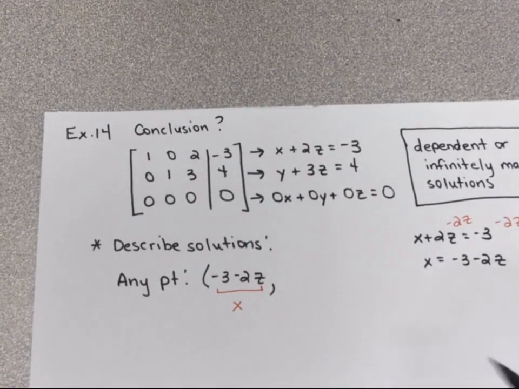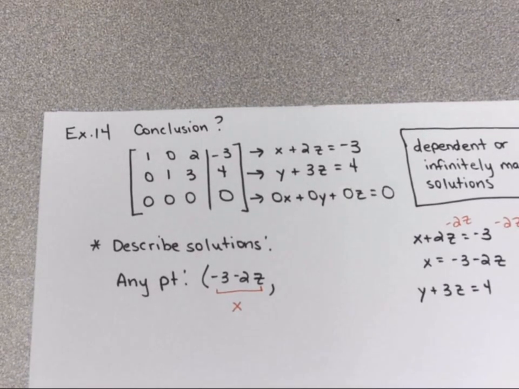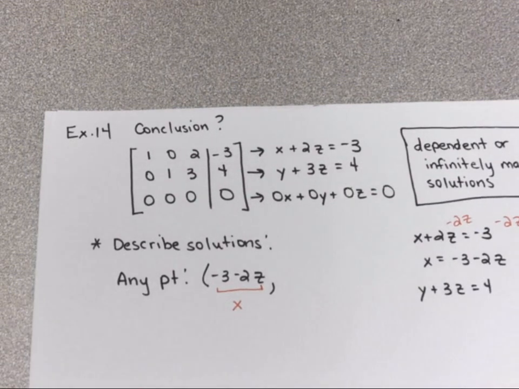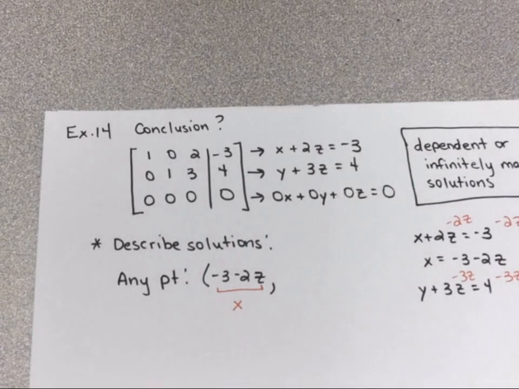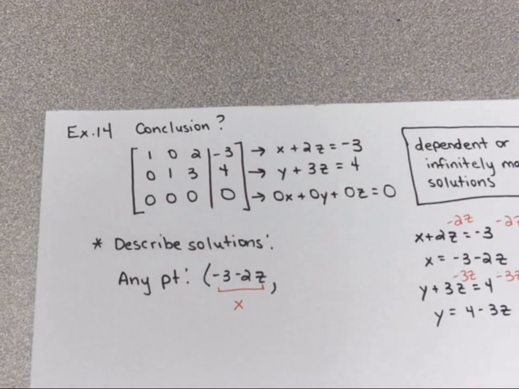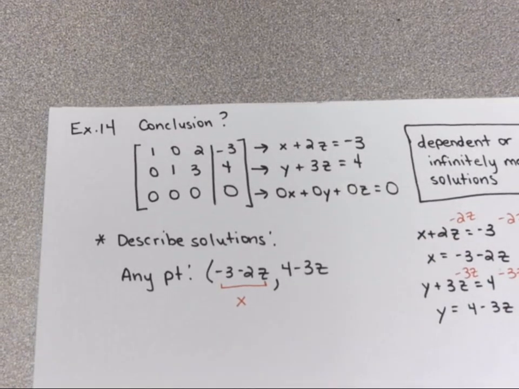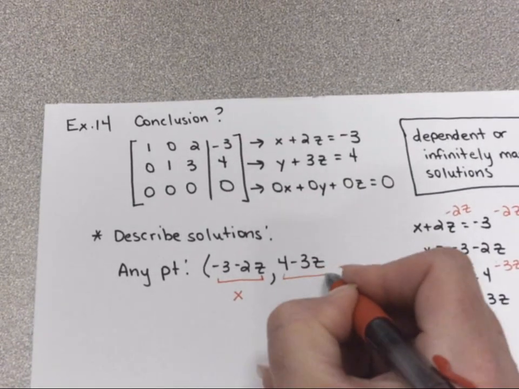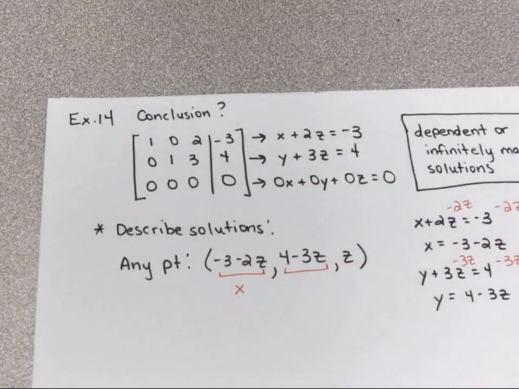All right, so let's go on to the second equation. The second equation is y plus 3z equals 4. It is going to be able to be solved for y, so we're going to subtract 3z from both sides. So an expression that describes y is 4 minus 3z. And then z is just going to be any number it wants to be.